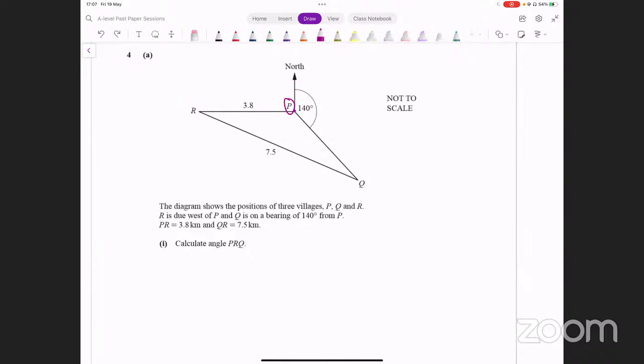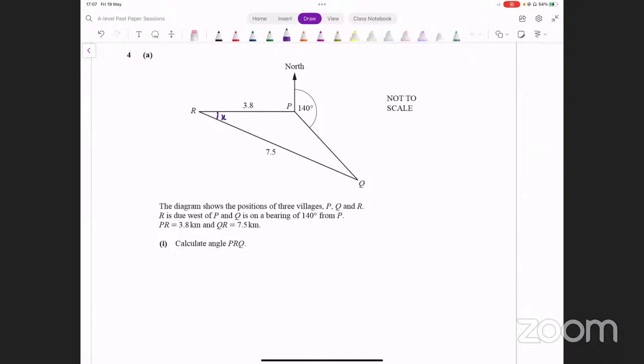Q is on a bearing of 140 from P. तो अगर हम P के ऊपर एक vertical line बनाए इस तरह से, which is the north, उससे bearing क्या है? Clockwise आके आपके पास ये 140 degrees की bearing बन रही है point Q की. वो भी आपको diagram पे उसने बता दिया. Yeah, you can see that in the diagram as well. There are 2 lengths that are given in kilometers. We need to calculate the angle PRQ. So we're looking for this angle here. Let's call this x. ये angle हमें चाहिए.